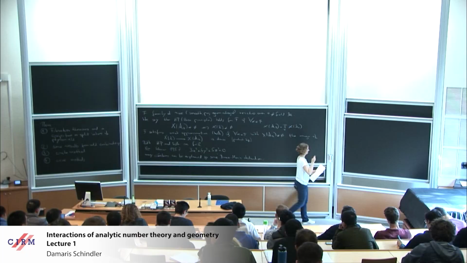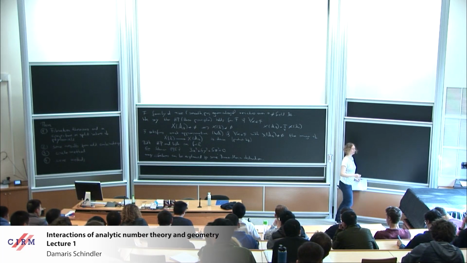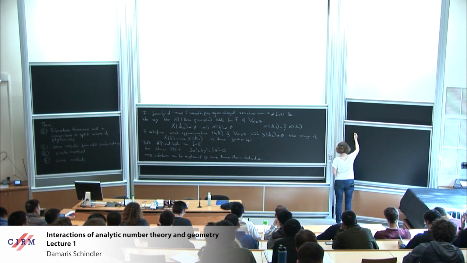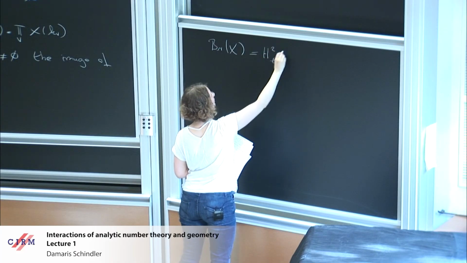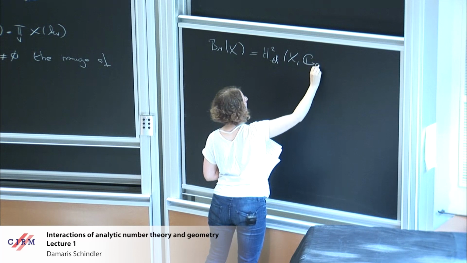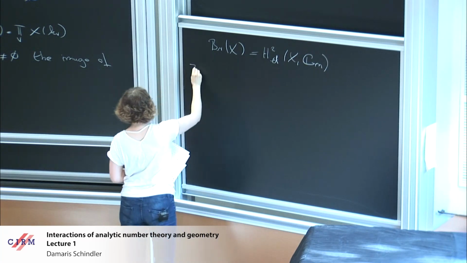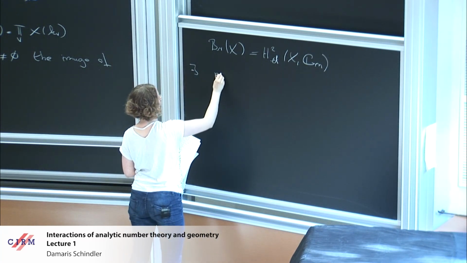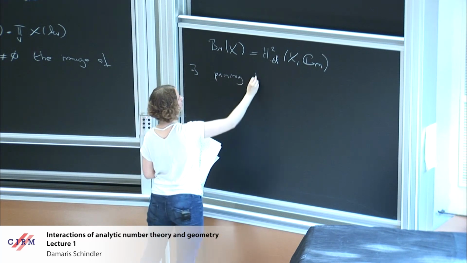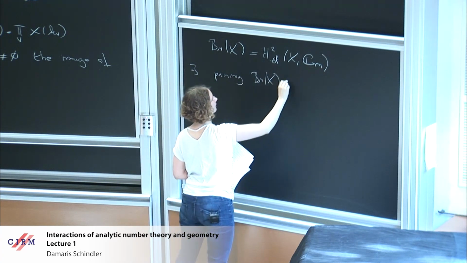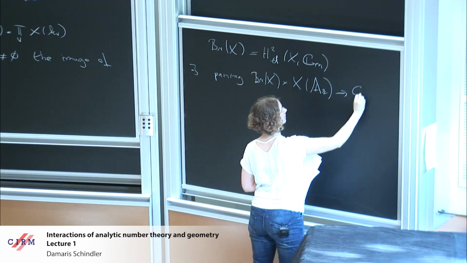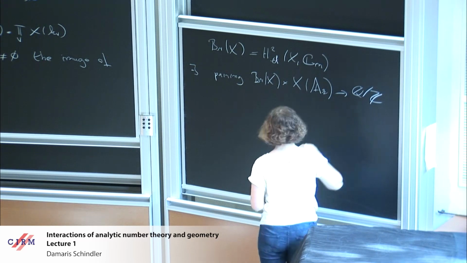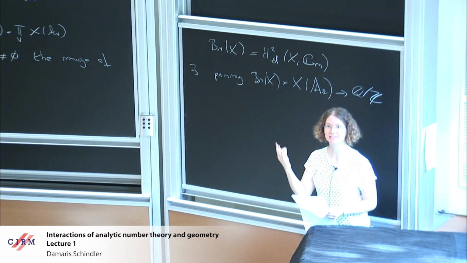So yesterday, and the day before, we learned so much about the Brauer group in David Harari's course. Here, let's say the Brauer group of X is the second étale cohomology group of X with G_m coefficients. Then you have a pairing between the Brauer group of X and the adelic points of X, mapping to Q modulo Z, which I think is probably also going to be discussed today.